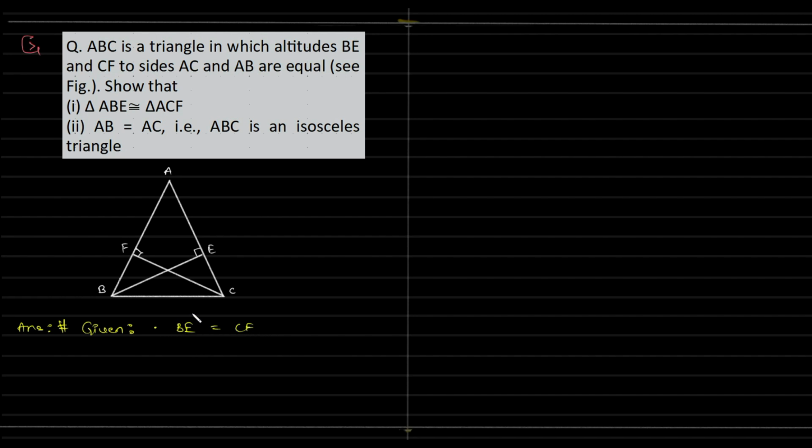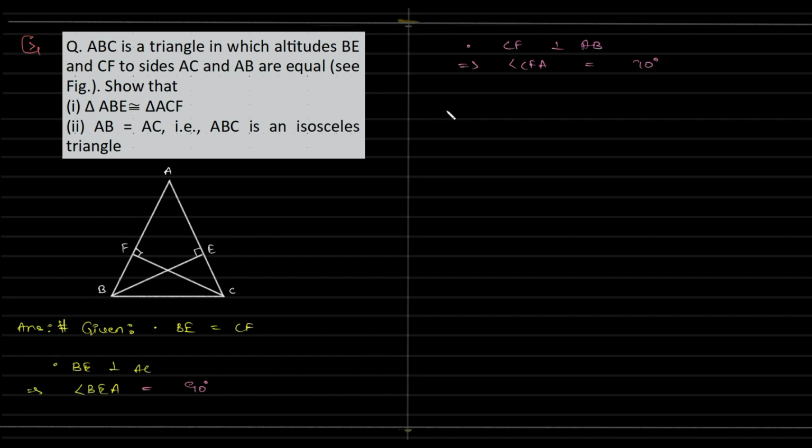Then what else can we write? We can also write that BE is perpendicular to AC. This implies angle BEA is equal to 90 degrees. And also we have CF is perpendicular to AB, which implies angle CFA is 90 degrees. Then what else? That's it.